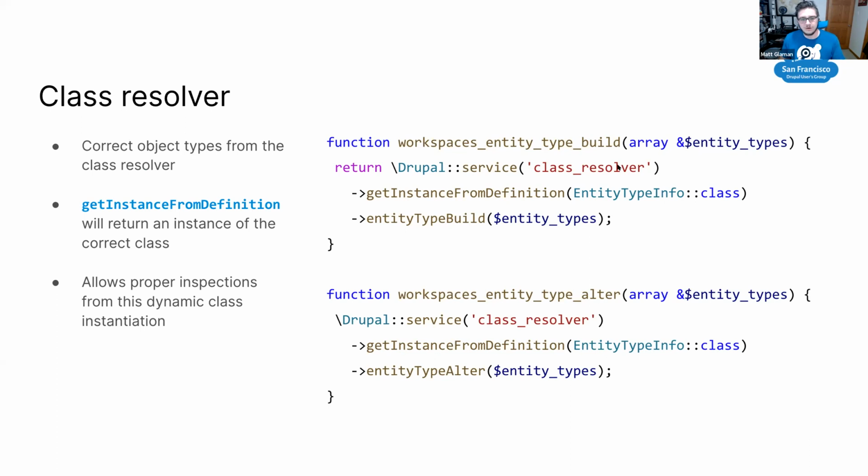So this way we can read that getInstanceFromDefinition. PHPStan Drupal finds that class and says, yep, the item returned will be of that class. So when it reads this code and says entity type build, it knows that build is a method on the entity type info, so we can do proper inspection of that class. A good reason to do that is, let's say you're using a class that's marked as internal, it could warn you that, hey, using class resolver, you constructed a class that's internal and it could break.